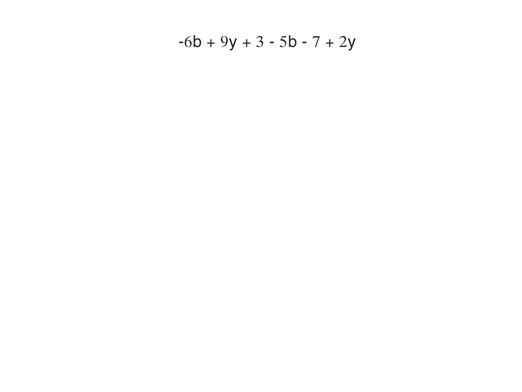All right, let's try another one. This is negative 6b plus 9y plus 3 minus 5b minus 7 plus 2y. I'm going to go ahead and rewrite this big so I'm able to draw the shapes around it. Negative 6b plus 9y plus 3 minus 5b minus 7 plus 2y.